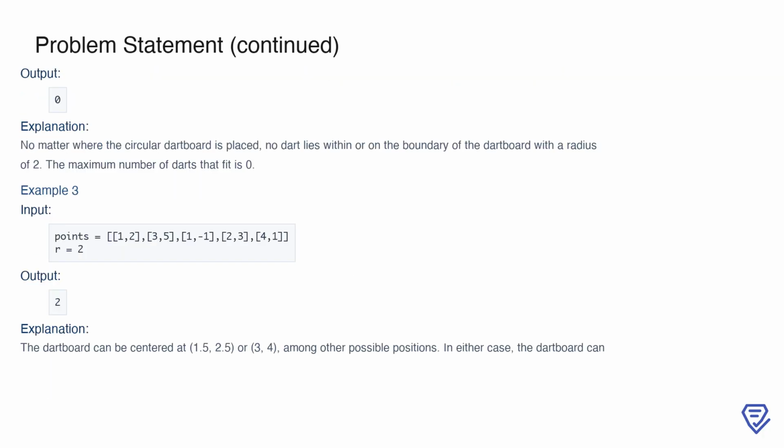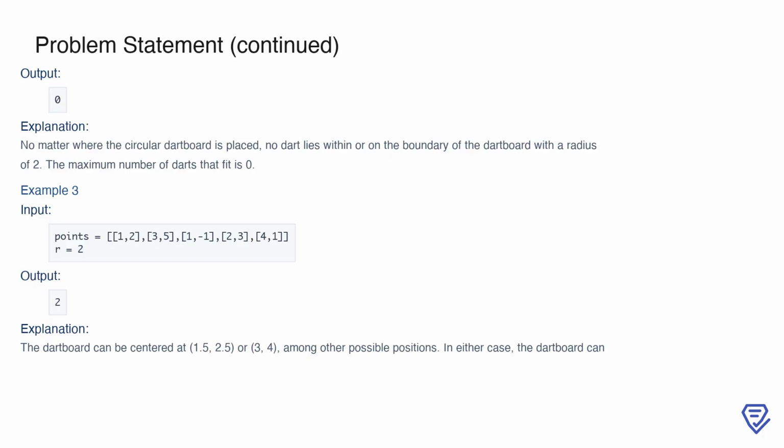In the second example, the points are (3, 0), (-3, 0), (0, 3), and (0, -3), again with a radius r equals 2. Here, no matter where we position the dartboard, none of the darts fall within or on the boundary of the dartboard. Their distances from any potential center exceed the radius. Therefore, the result is 0, as no darts fit in this case.